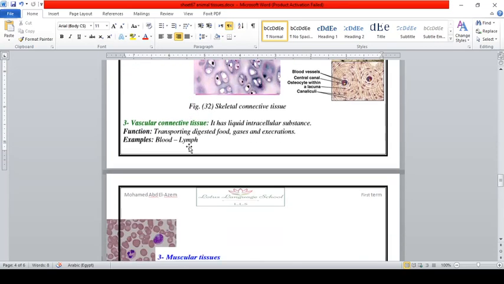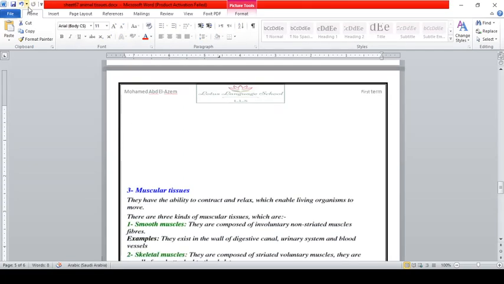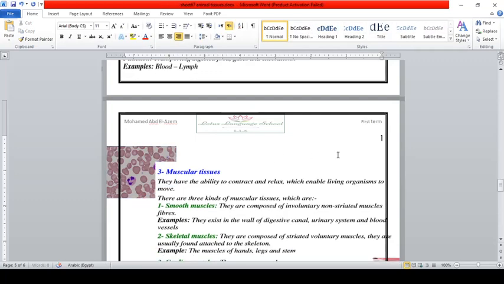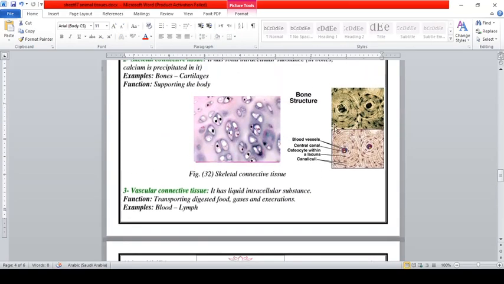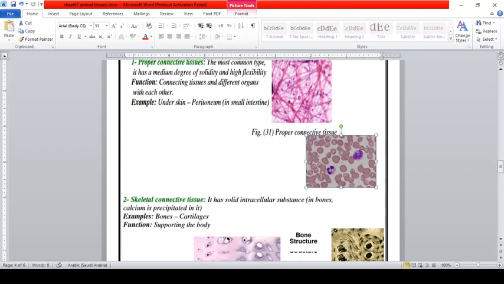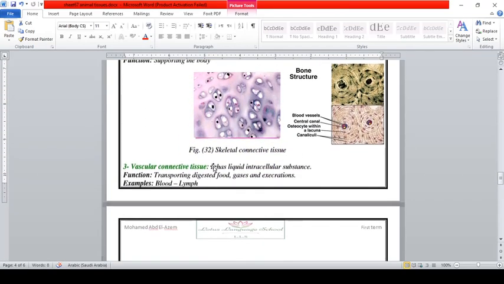And the vascular connective tissue, the third and final one. The vascular connective tissue has liquid intercellular substances to transfer the digested food and gas and excretion. So we have here liquid intercellular substances like blood and lymph.